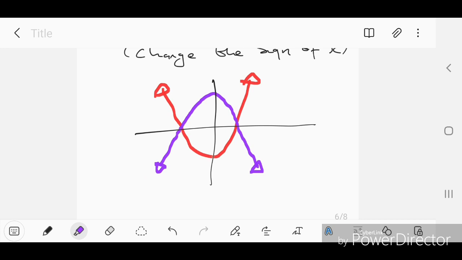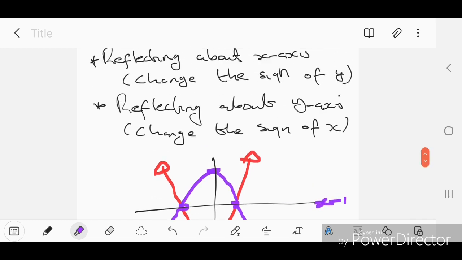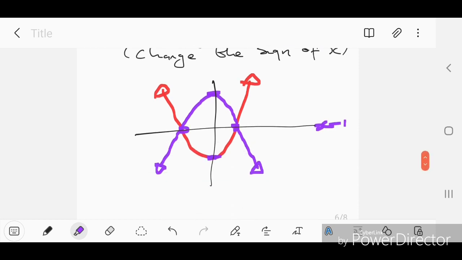So you can see what changed. What changed is the y, because the y was here, now it's there, but the x didn't change. The x is still the same. So we change the y because we are reflecting about the x-axis. This is what I mean. When you are reflecting about the x-axis, you change the sign of the y. So if y was negative 4, now y is positive 4, but the x's are unchanged.